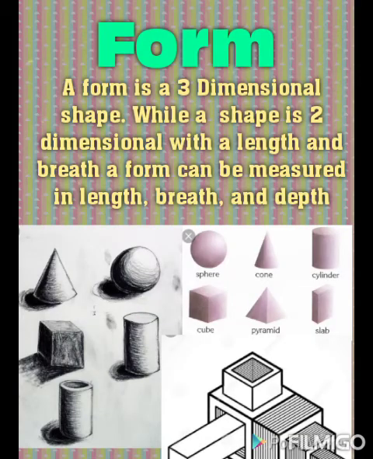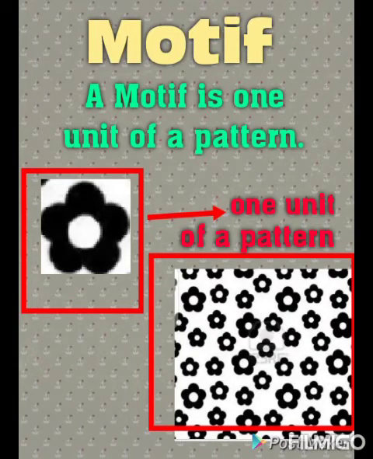A form. A form is a three-dimensional shape. Now, while a shape is two-dimensional, a form is three-dimensional because it can be measured in length, breadth, and depth. A shape can only be measured in length and breadth.